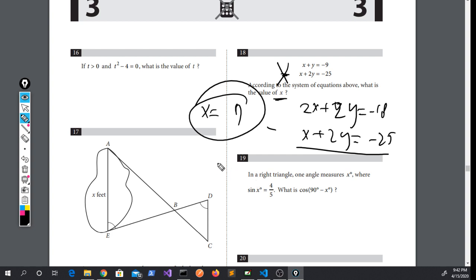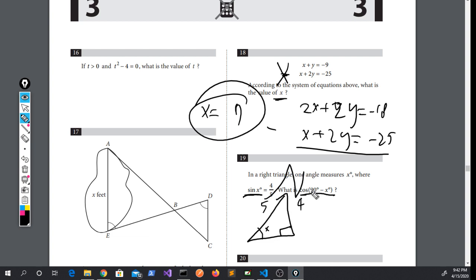Okay, 19. This is a little bit harder than the other ones. Let's think about this. They gave you sine of x is 4 over 5, and they're asking for cosine of 90 minus x. Let's think about a right triangle. This is the right angle, and this is x. Sine is 4 over 5. I like to draw a cursive S, so that's 5 and that's 4.